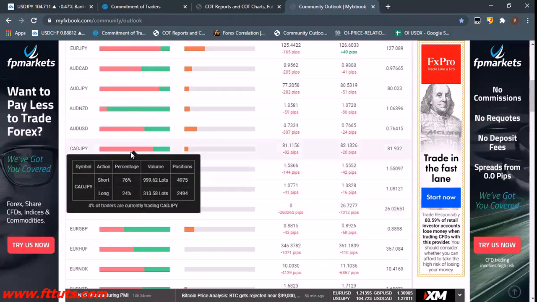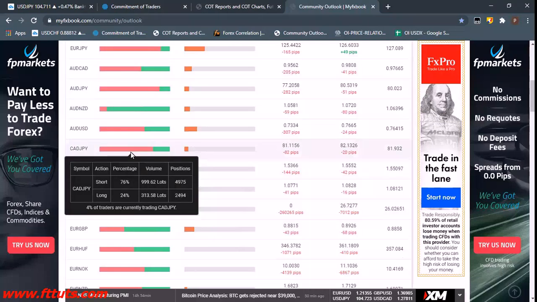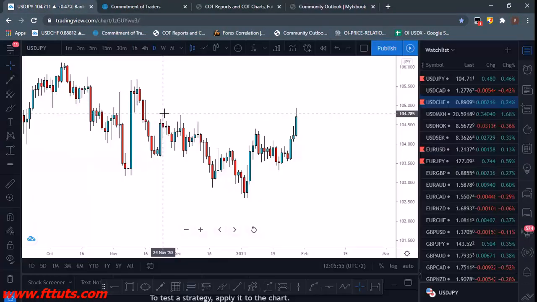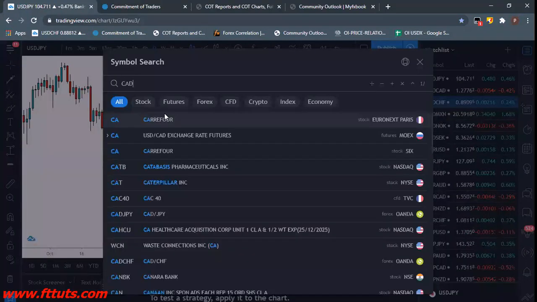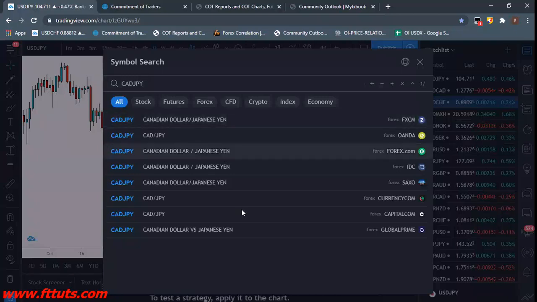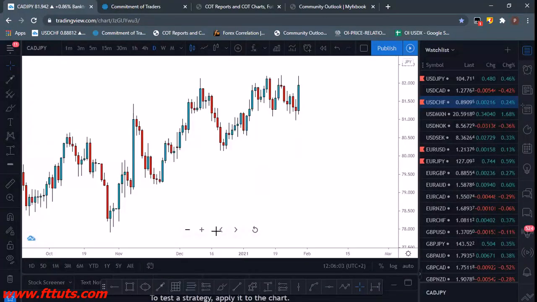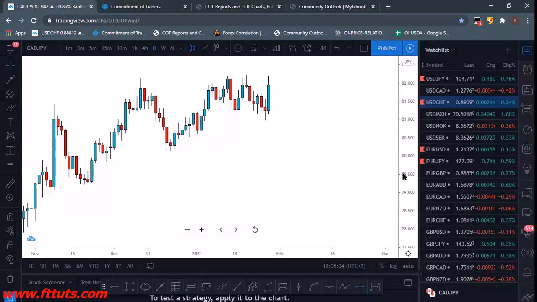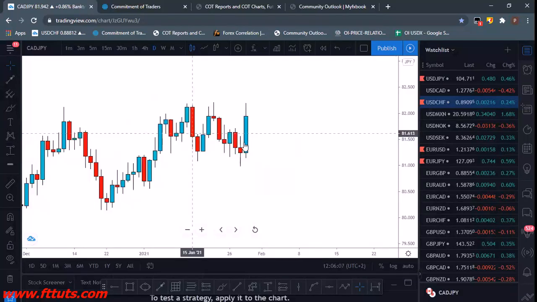KJPY is very short, 76% short, 24% long. So if we check a JPY here, there was a short trade because it only went up on Friday. This one, unlike that one, it only went up on Friday because it is the daily channel.